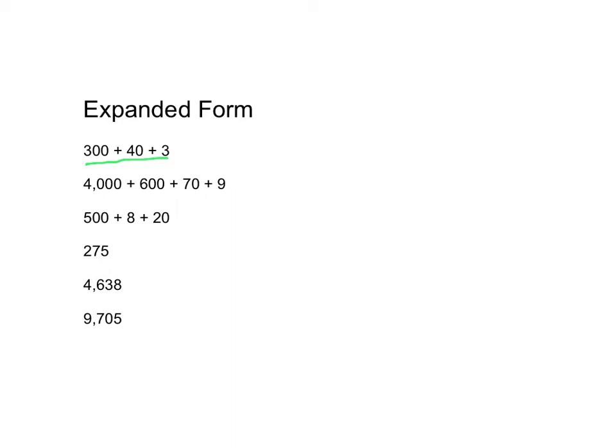All right, the first one, 300 plus 40 plus 3. Well, in standard form, that should be 343. All right, let's look at that next one. Say with me, 4,000 plus 600 plus 70 plus 9. You should already be writing that on your board. And we should have come up with 4,679.